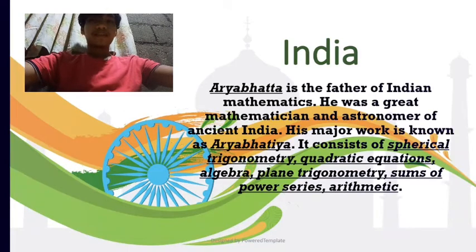Aryabhata is the father of Indian mathematics. He was a great mathematician and astronomer of ancient India. His major work is known as Aryabhatiya. It consists of spherical trigonometry, quadratic equations, algebra, plane trigonometry, sum of power series, and arithmetic.